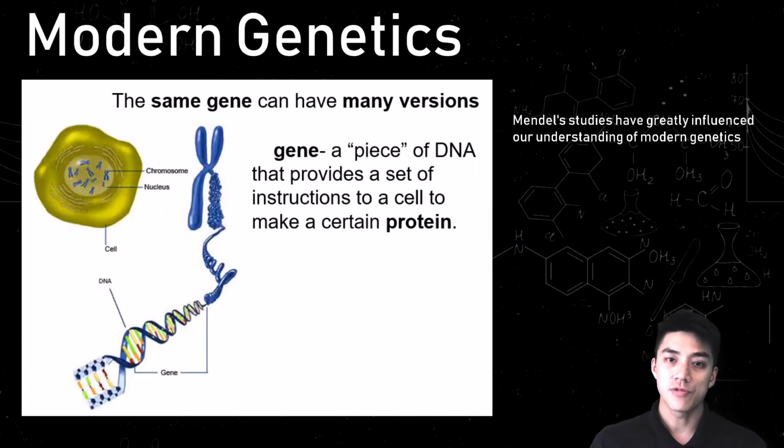Mendel's studies have greatly influenced our understanding of modern genetics. Nowadays, we understand that a gene is a piece of DNA that instructs the cell to make protein, which then expresses a trait. Genes can have many different versions, which is why you can have traits like purple flowers or white flowers, or round peas versus wrinkled peas.